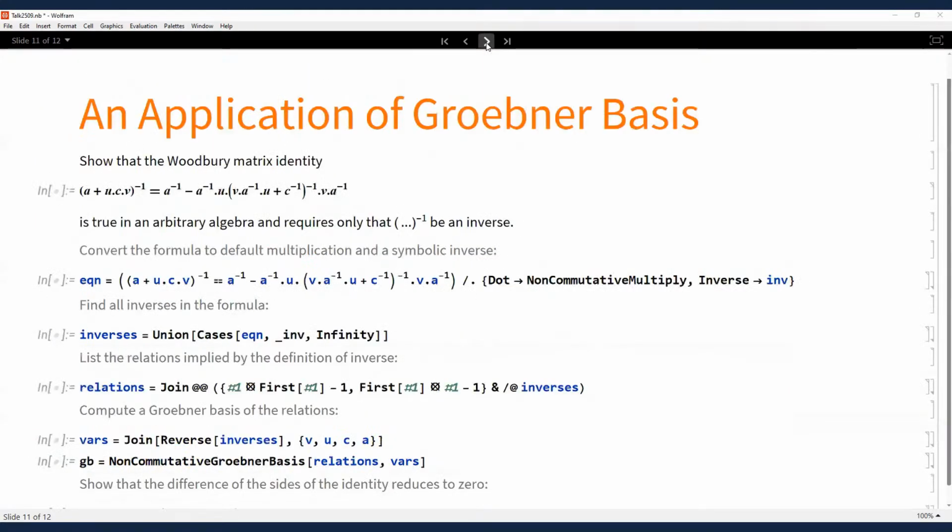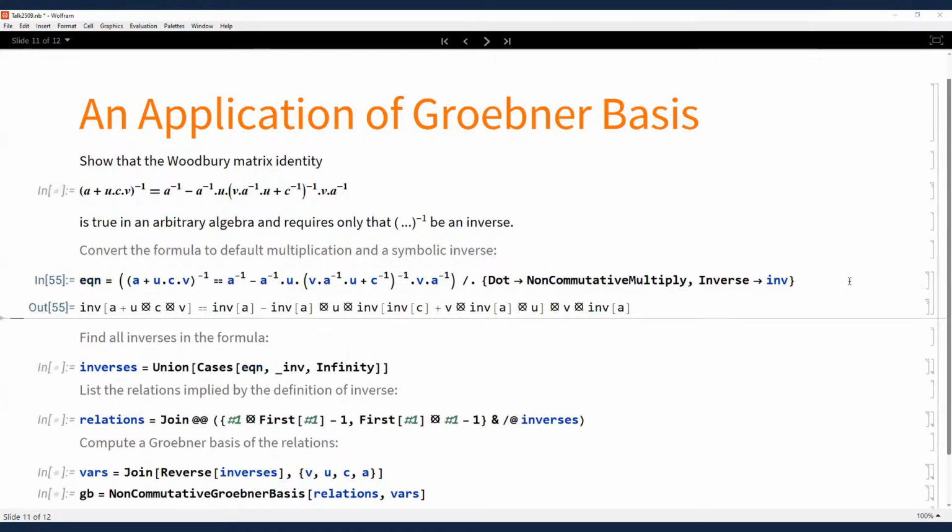Now let me show an application of Grobner basis. We can show that the Woodbury matrix identity, here it is, quite commonly used, is true in an arbitrary algebra and requires only the minus first power to be an inverse. So we will show that it actually applies in an arbitrary algebra. It doesn't have to be matrices. So to stress this, let's replace dot with non-commutative multiply and inverse with the symbol inv.